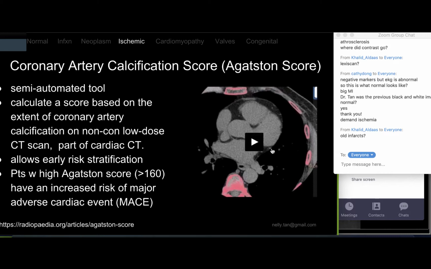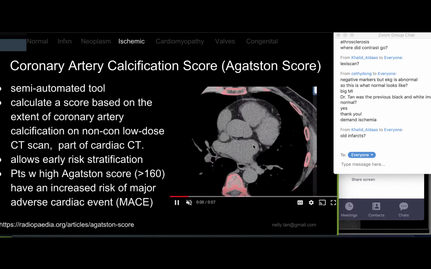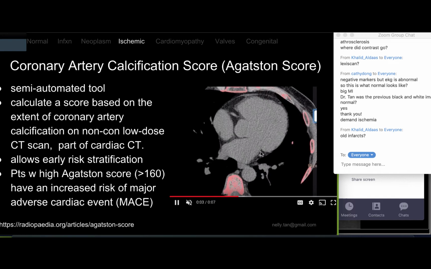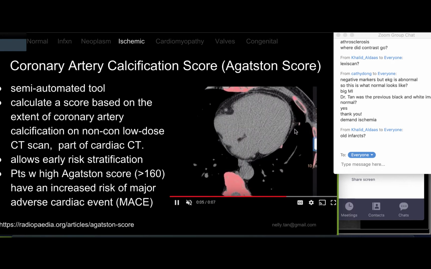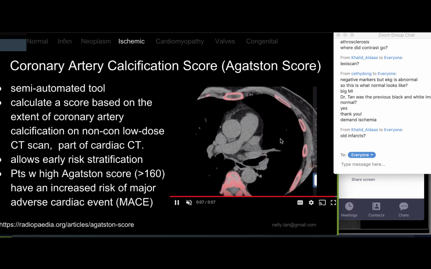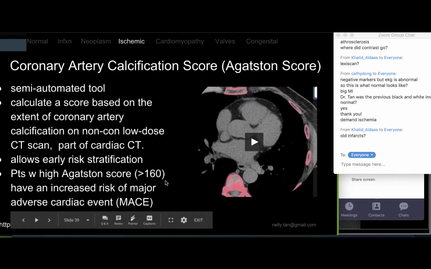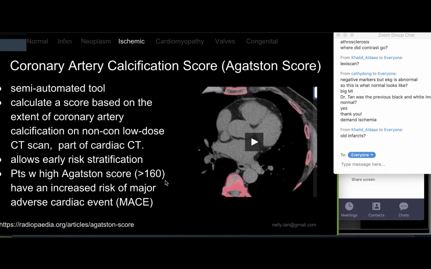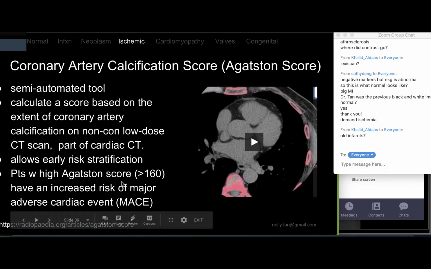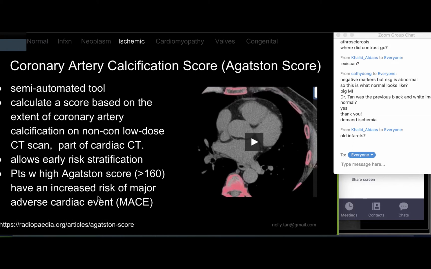The coronary artery calcification is another risk stratification tool, and it's a non-contrast CT. You can look at the calcifications in the 3 vessels, and then the software generates a number, like 0, meaning there's no calcification, to in excess of 500-600. So that's called the coronary artery calcification score or Agatston score. Patients with a high Agatston score have an increased risk of a major cardiac event.